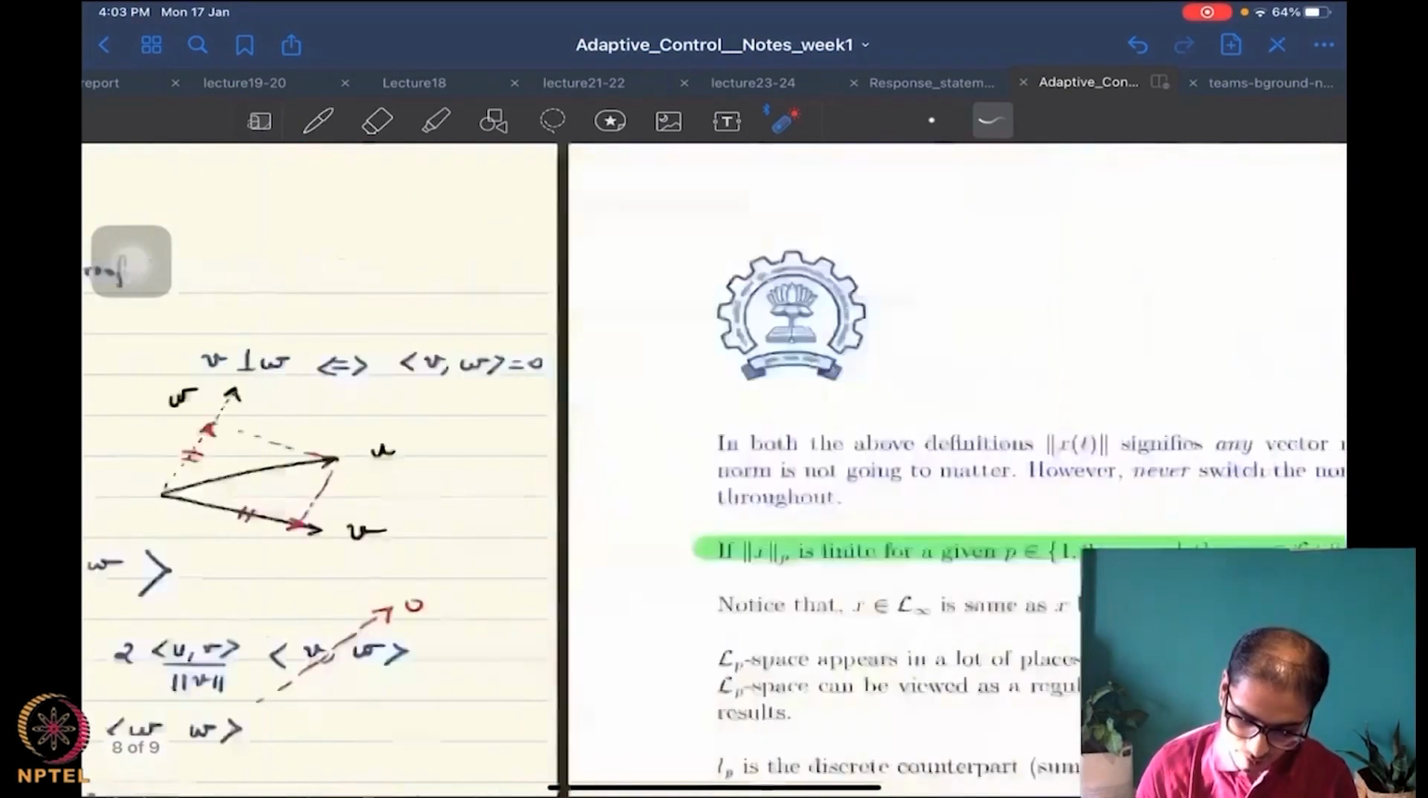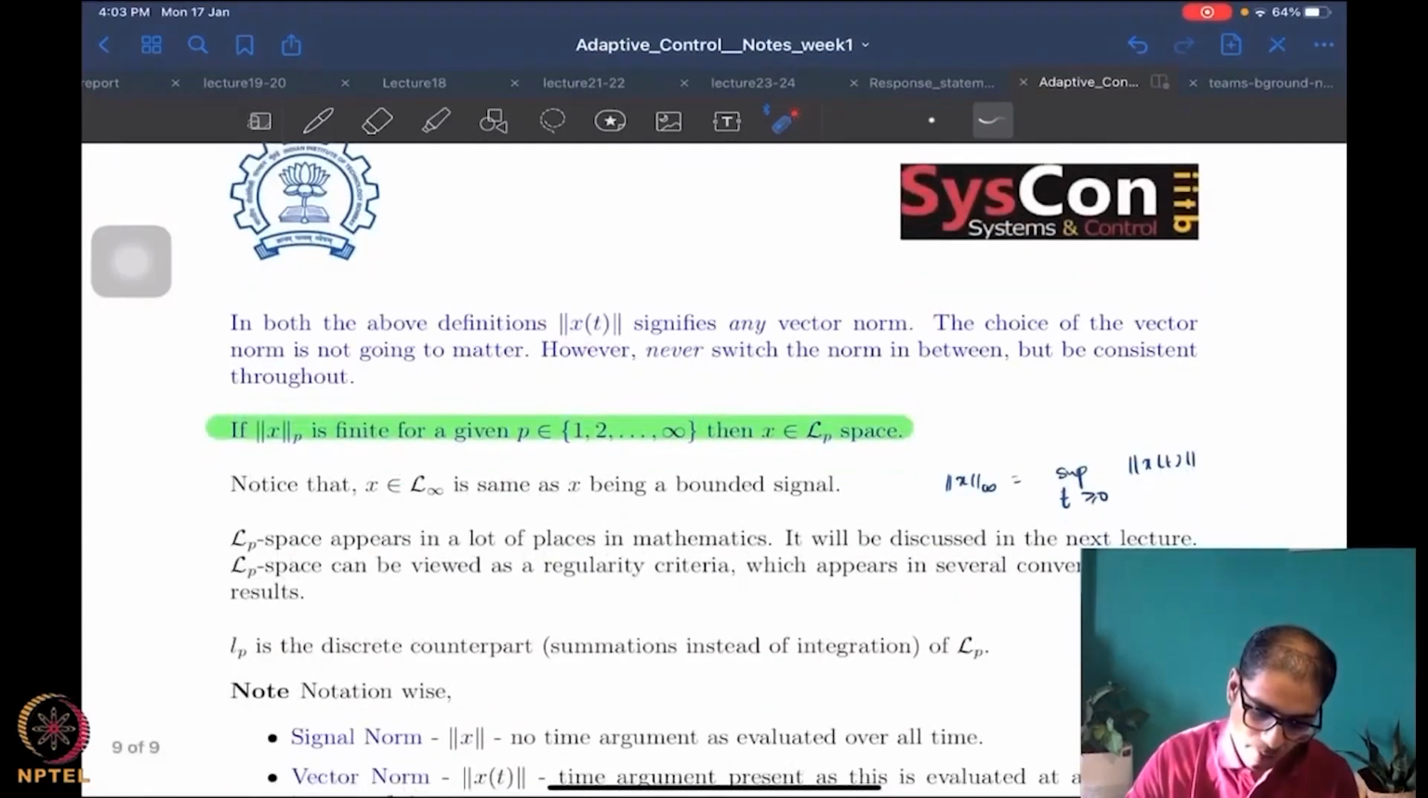Now, as we mentioned already, this norm of x(t) signifies any vector norm, and the choice doesn't matter. However, do not switch in between. That is, in between a problem, please do not switch between the vector norms.